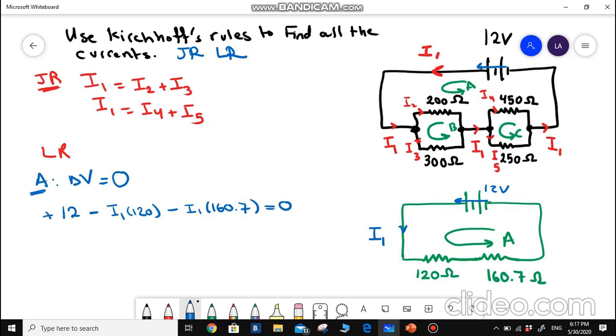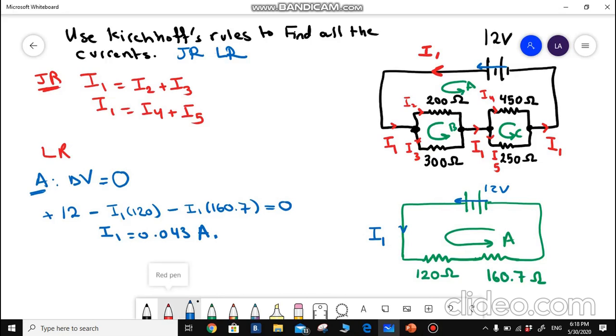So for the battery, if you are with the loop, it will be positive voltage. For the current, if you are with the loop, you will have negative voltage. And the voltage is the current times the resistance. This is why we are multiplying I1 times 120 and I1 times 160.7. This is a simple equation with one variable. You can find that I1 is equal to 0.043 amps. And this is the first current that is required from me to calculate, and I am done with it.